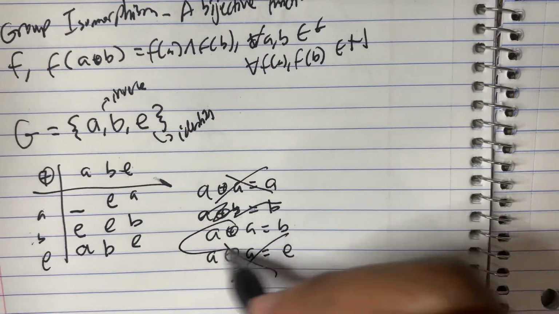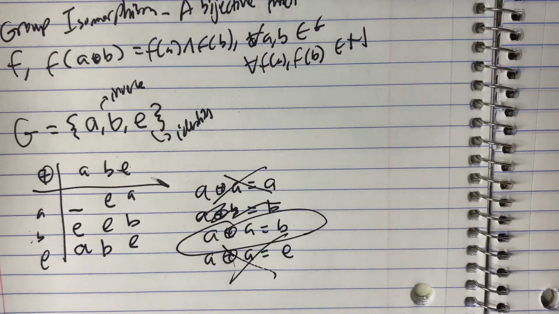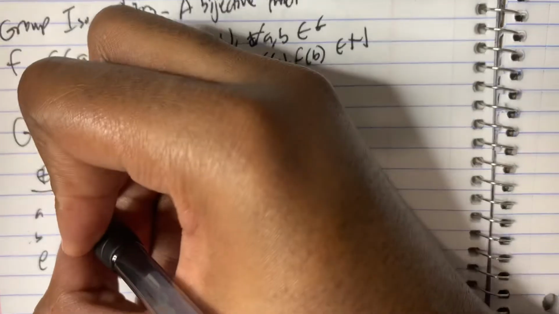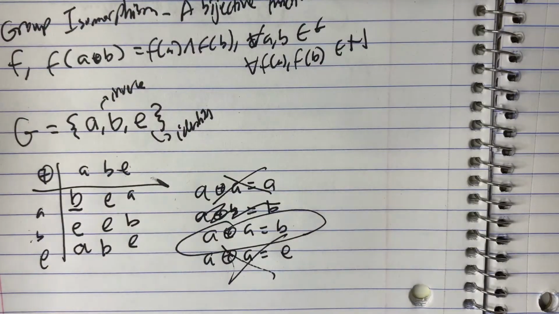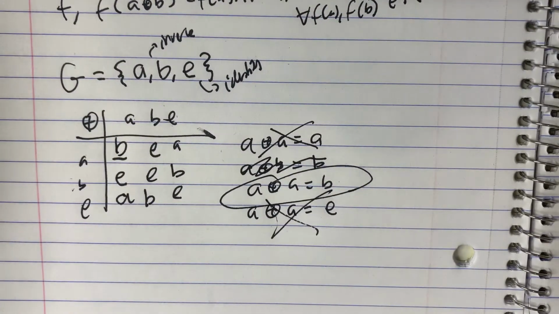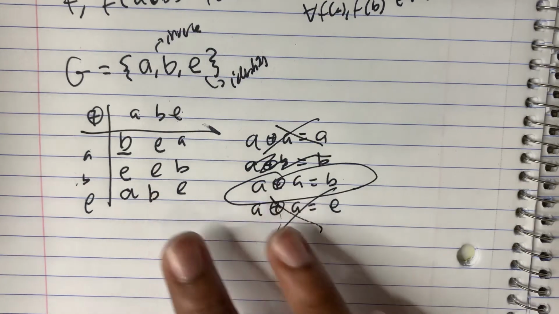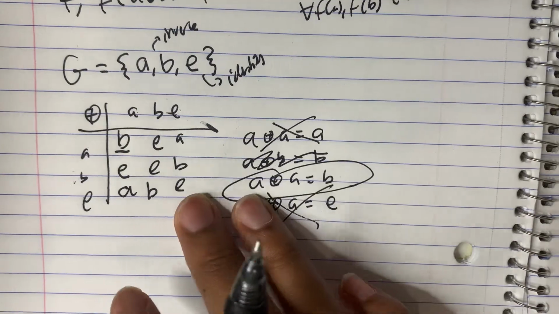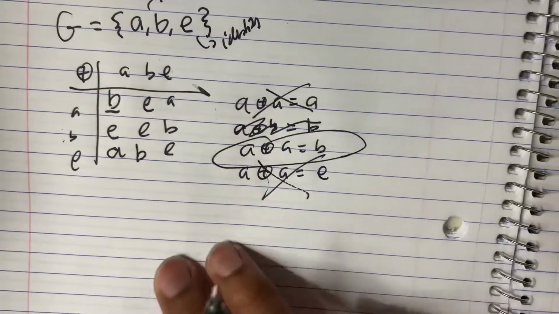So A operated with A has to be B for the group of order 3 to be a group, right? So A operated A ought to be the inverse element. So this is the only possible Cayley table for a group of order 3. And this automatically implies that all groups of order 3 are isomorphic, right? Since this was a general group that we've constructed, and we found that there's only one possible Cayley table.